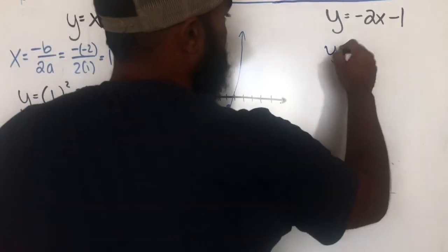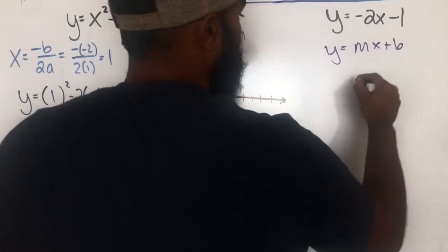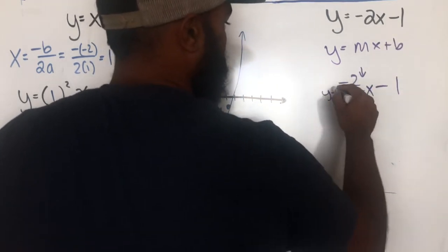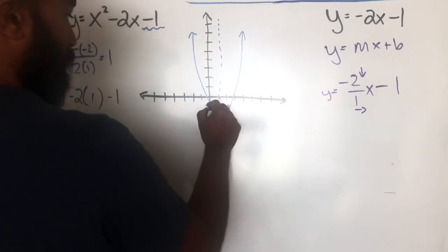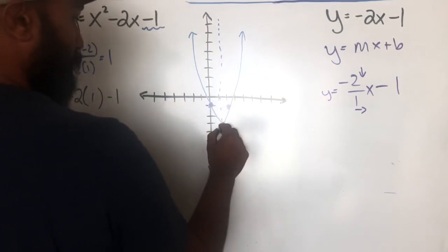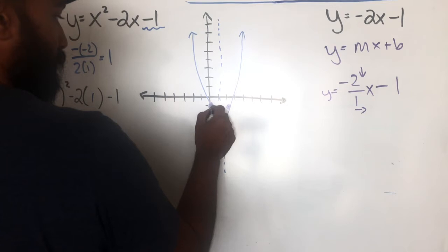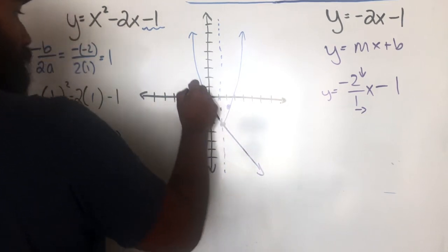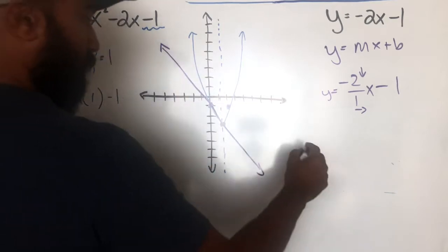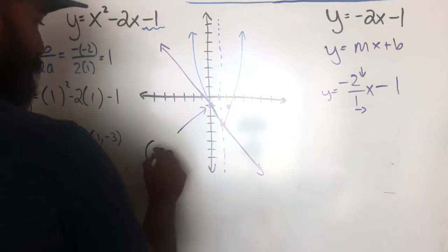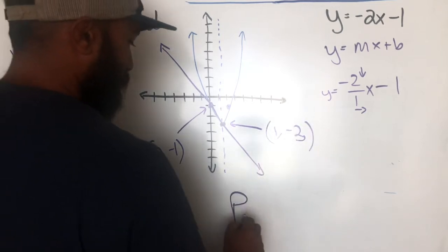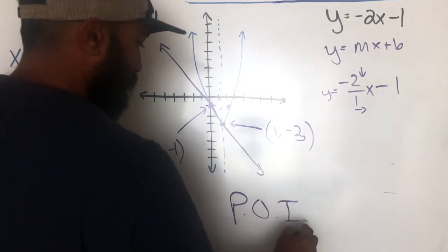We're also going to graph the line, and we'll use y equals mx plus b. We know that one. So that's down 2 over 1, starting at negative 1 on the y-axis. What's really nice here is that it goes straight through some really nice easy points. So we just look at the points of intersection, and those are our solutions. Here I have 0, negative 1, and 1, negative 3. Those are the points of intersection.